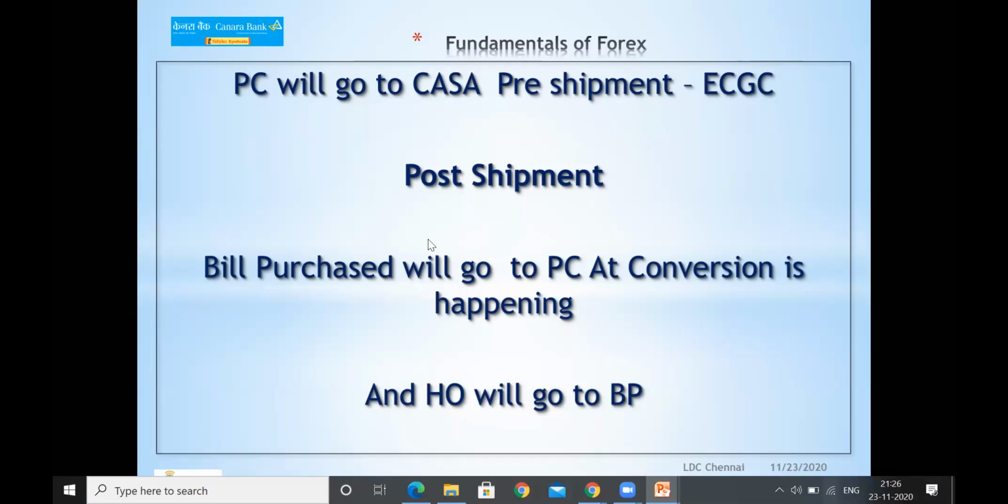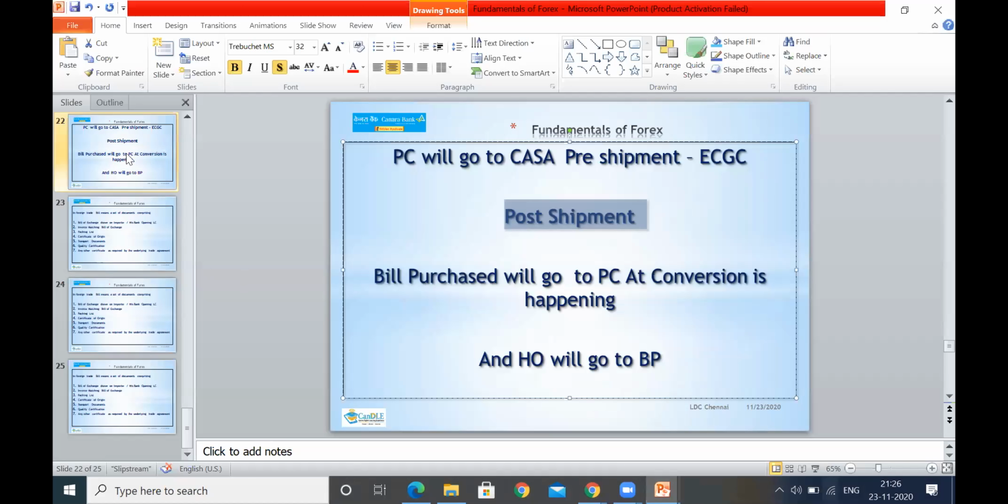mandatory. So there are two types of export credit. One is pre-shipment credit, called PC. One is called post-shipment credit. This is called packing credit. This is called bills purchased. So when will conversion happen? At the time of bills purchased only, the conversion will happen from foreign currency to Indian rupees. Then it will give. So, one more case. There is one more way of availing it.